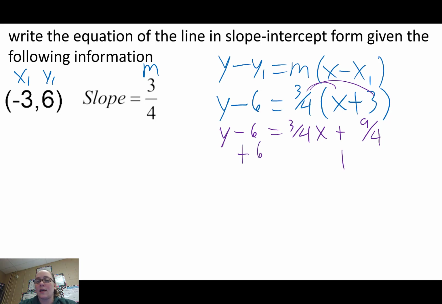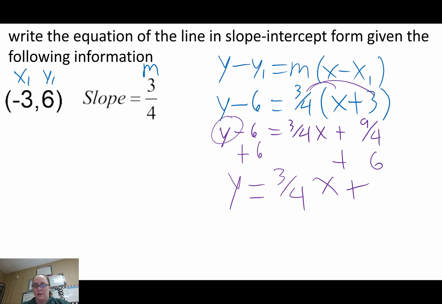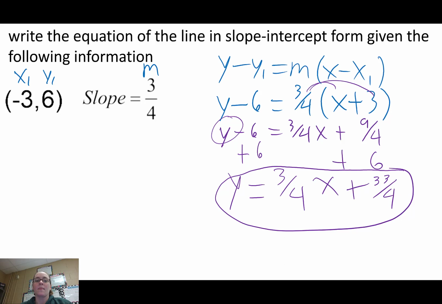Add 6 to both sides because we're still trying to isolate the y. And I get y is equal to 3/4 x plus 9/4 plus 6. And that's going to be 33/4. Okay? So that works as well. So when I'm given a point and a slope, I can plug it into point slope form and then solve for y.